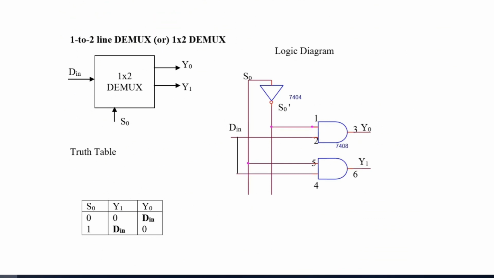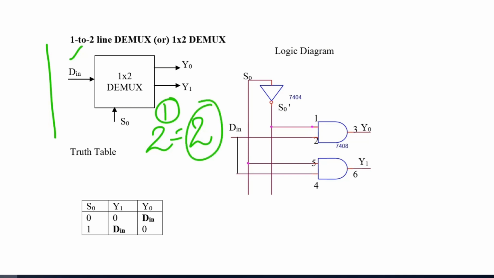Guys, it's very simple to understand. Draw the block diagram. So what is our input? We have only one input. How is the input taken to the outputs? How many outputs do we have? 2 power 1 is equal to 2. So we have one selection line and 2 outputs. In the selection line, we have two combinations, 0 and 1.